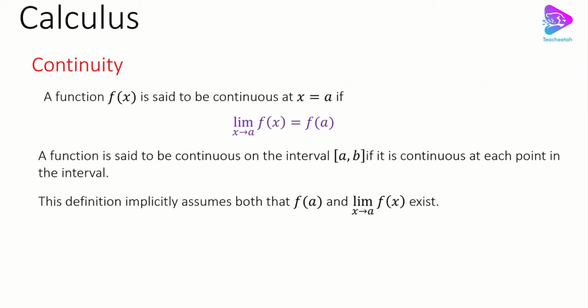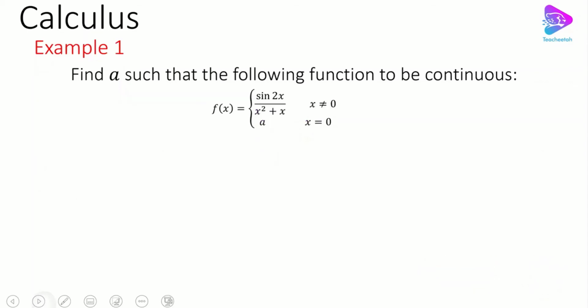And from there, a function is said to be continuous in the interval from a to b if it is continuous at each point in that specific interval. And from this definition, we can say both f of a and the limit of f of x when x is approaching a should exist in order for that specific function to be continuous. So from this definition, let's look at two examples.